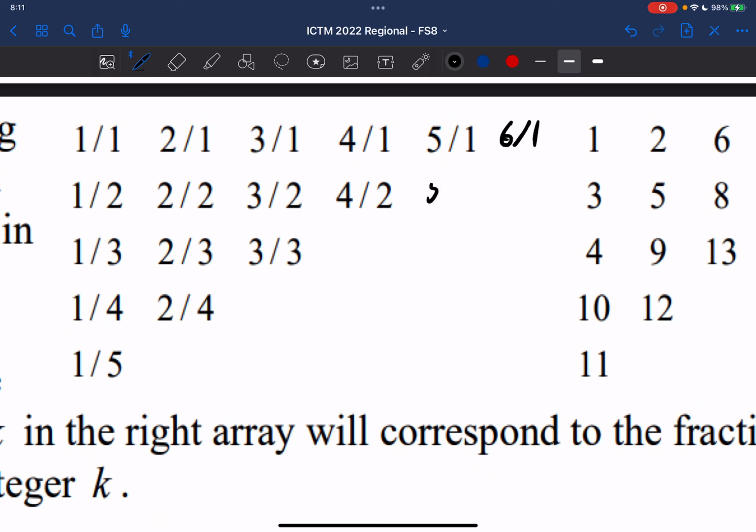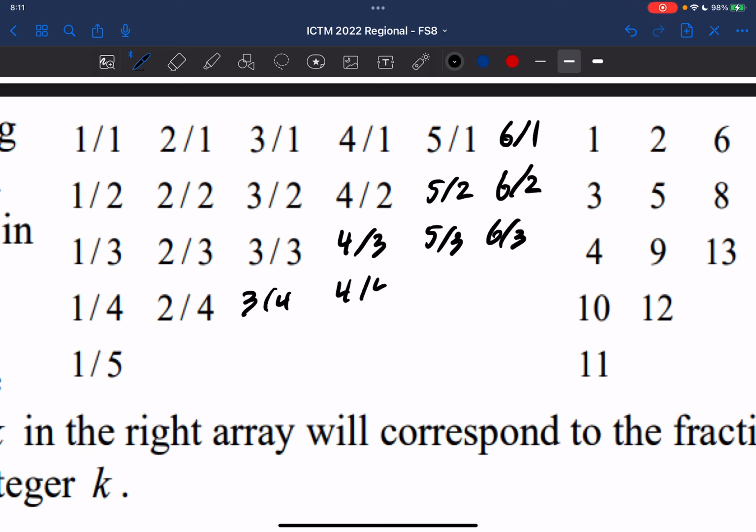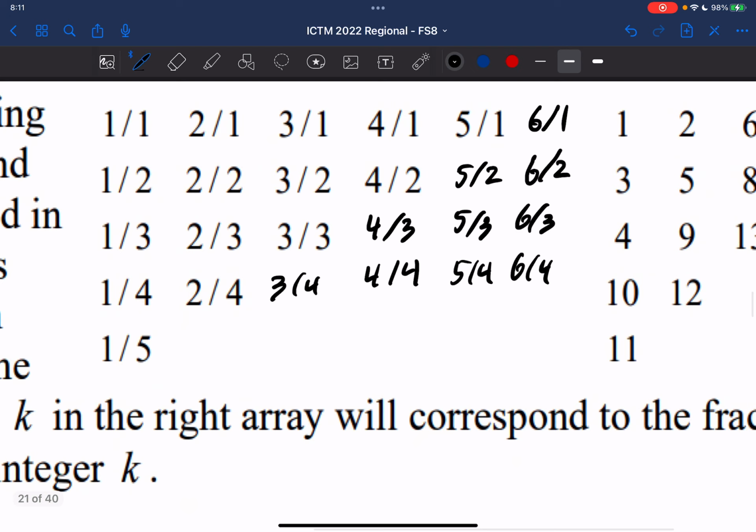So we have 5 over 2, 6 over 2, 4 over 3, 5 over 3, 6 over 3, 3 over 4, 4 over 4, 5 over 4, 6 over 4, 2 over 5, 3 over 5. Whoops, nope. Nope, that's right. 4 over 5, 5 over 5, 6 over 5.